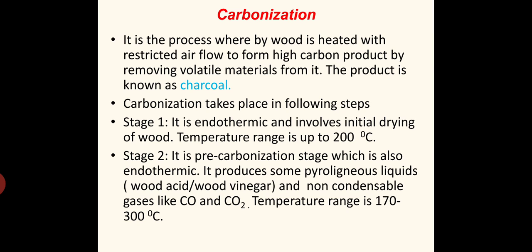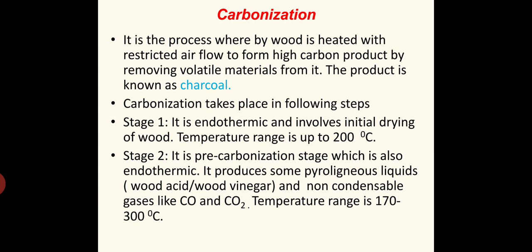So carbonization usually takes place in 4 steps. Stage 1 is an endothermic reaction. Endothermic means heat is supplied, no heat is generated during the reaction. If it is exothermic, heat energy is liberated. So in endothermic, heat energy is consumed. It involves initial drying of the wood. The temperature range is up to 200 degrees Celsius.